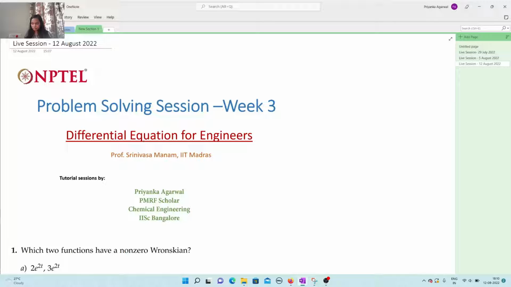Let's begin with the first problem, which is: among these four options, which two functions have a non-zero Wronskian? The Wronskian has already been taught in the course, which is W equals y1 y2 prime minus y1 prime y2, where y1 and y2 are the solutions of the differential equation.